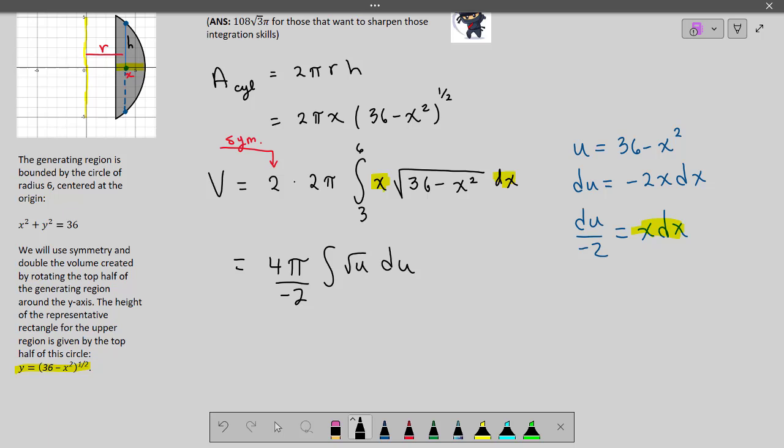So these limits are x equals 3, x equals 6. How do we get to u? Plug in 3 for that x right there. We get 36 minus 9. That's going to be 27 as our lower limit of integration. Upper limit, we plug in 6 and we get not a lot. How much? 0. Right? 36 minus 36.